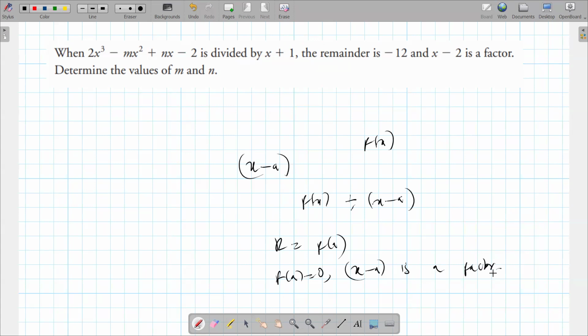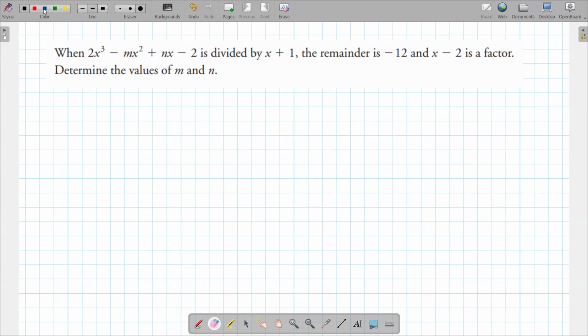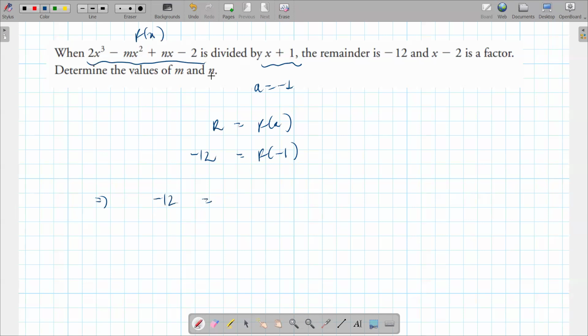So we're going to use this concept. When our polynomial f of x is divided by x plus 1, what's our a value? It's -1. The remainder is -12, right? So R is f of a. Remember, according to the remainder theorem, your remainder is f of a. So the remainder is -12. Let's find f of -1. If this is f of x, what's f of -1?